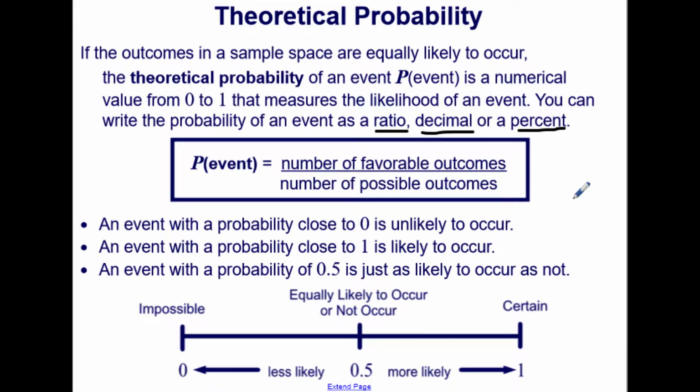So an event with a probability close to 0 is unlikely to occur. An event with a probability close to 1 is likely to occur. And an event with a probability of 0.5 is just as likely to occur as not. And we can see that summarized in this diagram where we go from 0 to 1 with 0.5 directly in the middle, seeing how impossible or how certain that probability is.